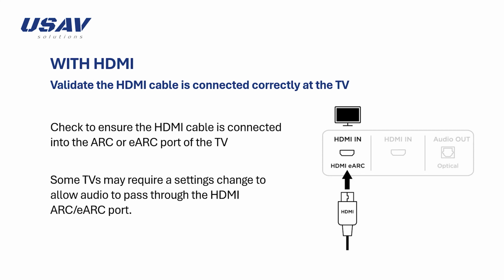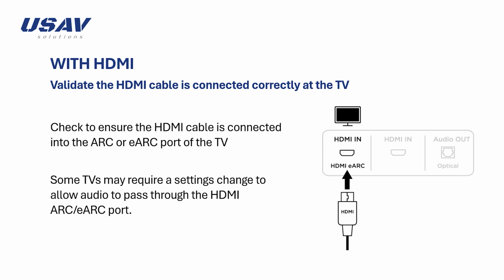Some TVs may require a settings change to allow audio to pass through the HDMI ARC or eARC port. The settings are typically in the audio or setup sections of the TV's internal menu. Refer to your TV owner's guide for more information.